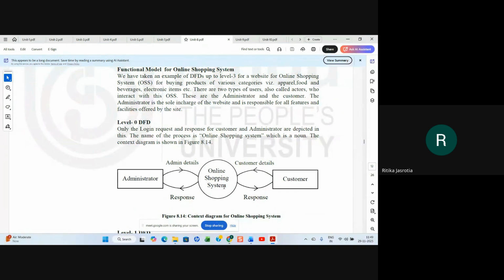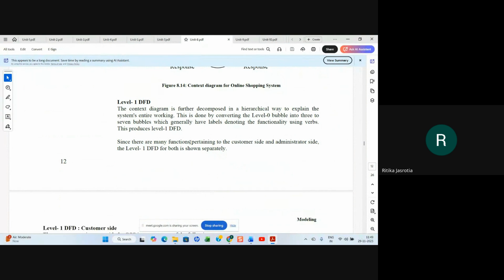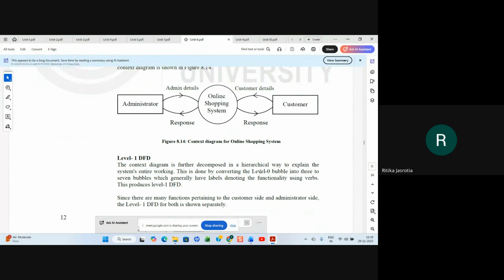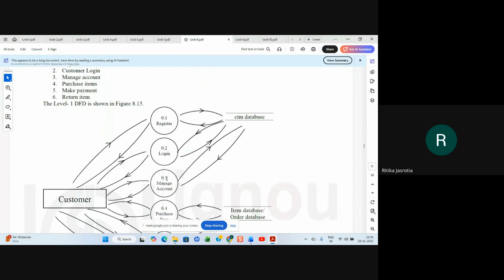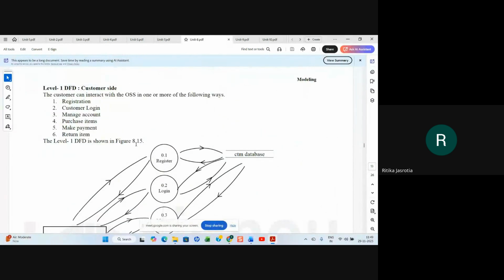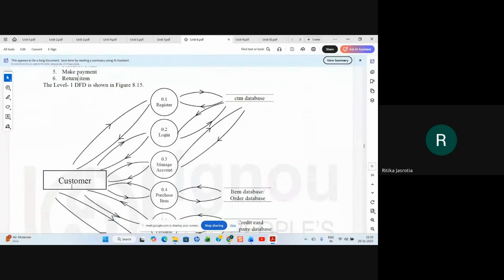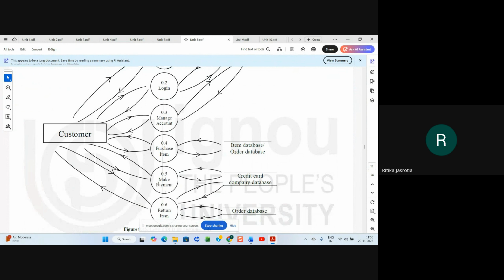The zero level. Then you come to one level DFD. In one level, it is further decomposed. This context level DFD is further decomposed in a hierarchical way to explain the entire system. So minimum 3 levels to 7 levels you can have. Minimum 3 and maximum 7. So here level 1 DFD from customer side they are explaining. You have registration process, customer login, manage account, purchase item, make payment, return item. From the customer point of view, the customer can register, log in, manage account, purchase item, make payment, and return the item.